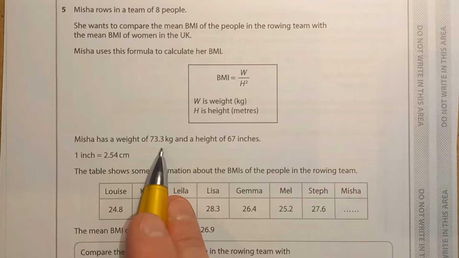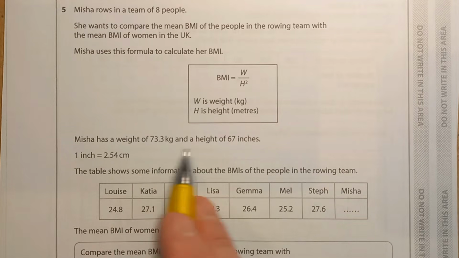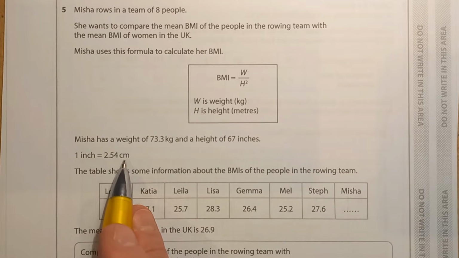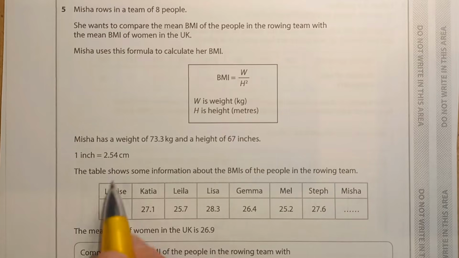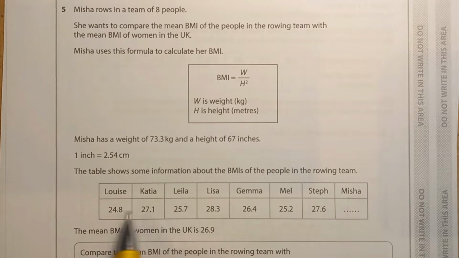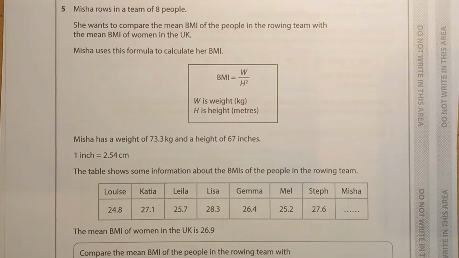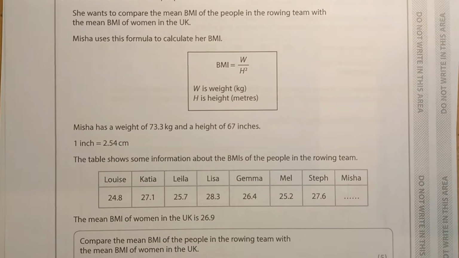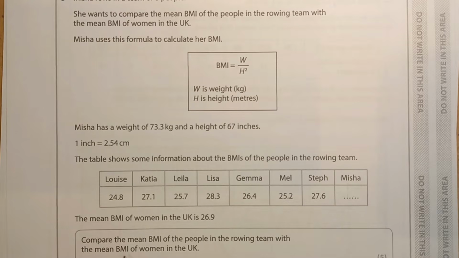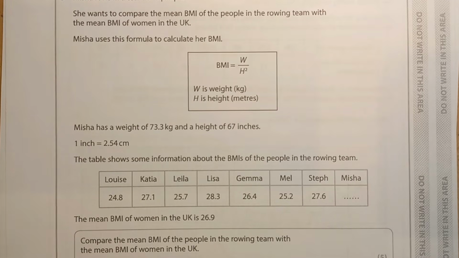Misha has a weight of 73.3 kilograms and a height of 67 inches. 1 inch is equal to 2.54 centimeters. The table shows some information about the BMIs of the people in the rowing team. So Louise, Katya, Layla, and what their BMIs are. And Misha, and we're missing a value. The mean BMI of women in the UK is 26.9. Compare the mean BMI of the people in the rowing team with the mean BMI of women in the UK.